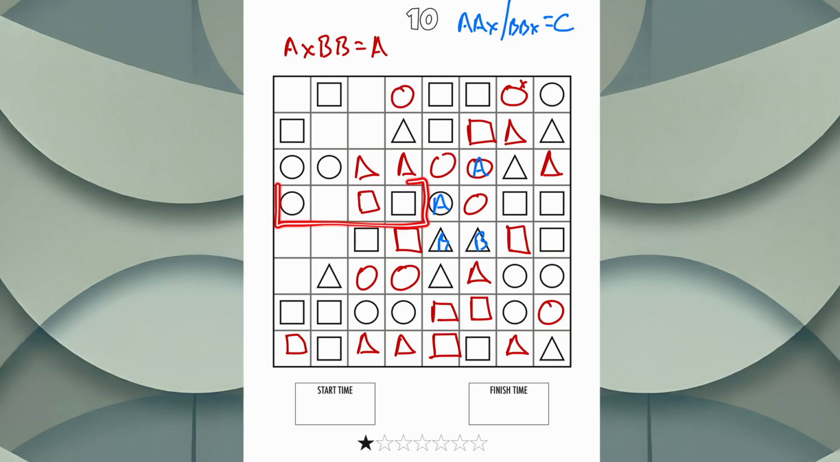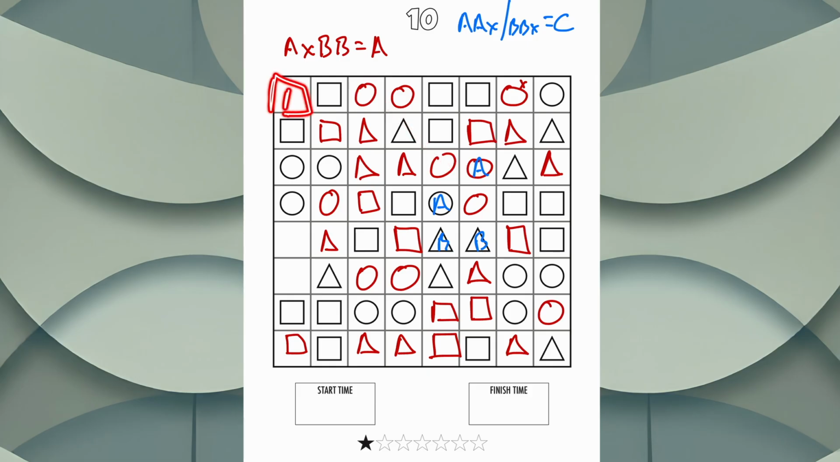That gives us an ABB here, so that's a circle. That gives us another ABB here, so that's a triangle. ABB up here, so that's a square. And we've got an AABB intersection here, making this square here the triangle. So this is easy to solve. It can't be a triangle, because that would be three in a row. It can't be a square, because that would be three different. So it has to be a circle.